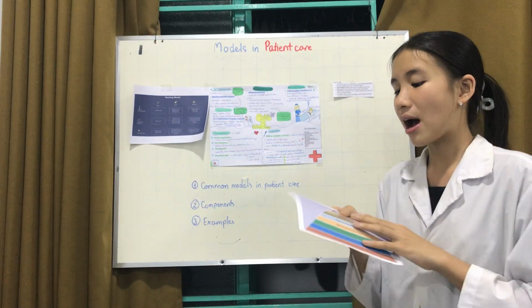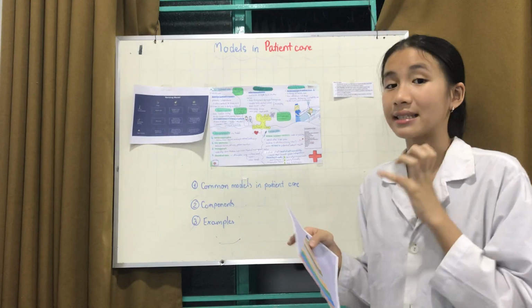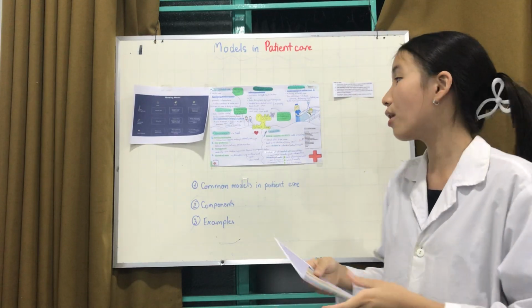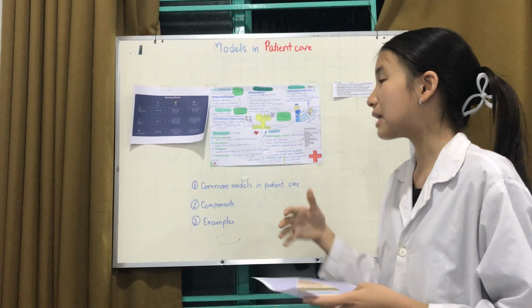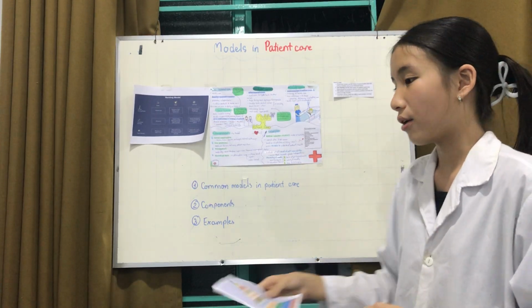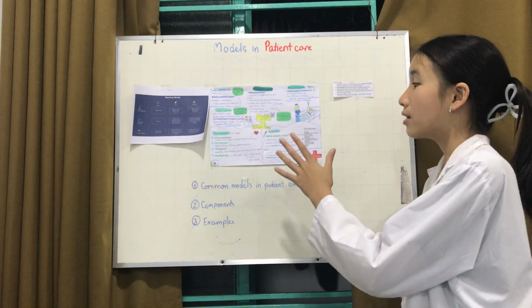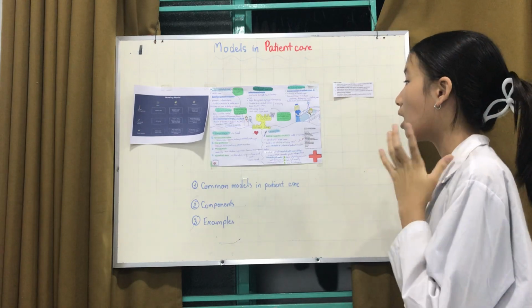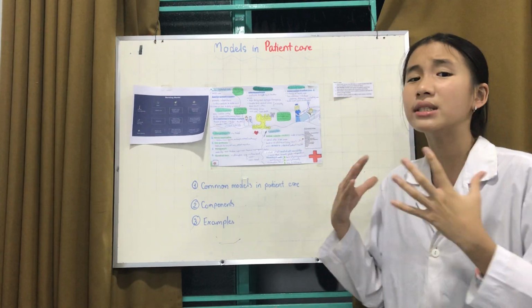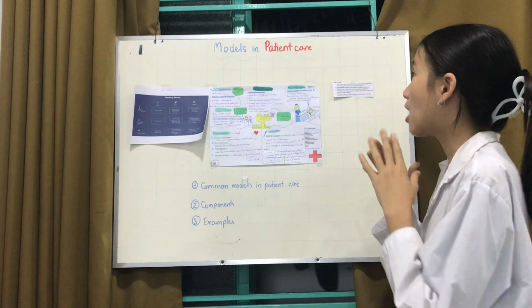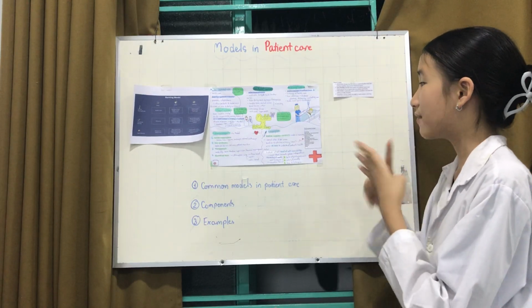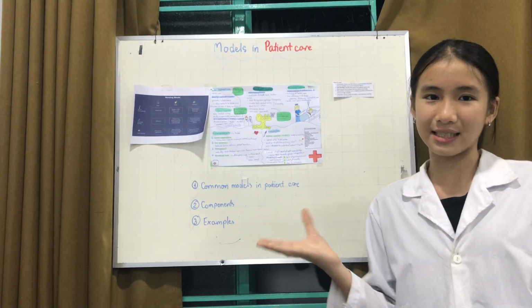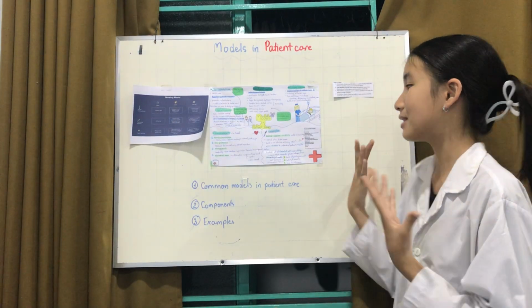Now, I will be talking about this in my second video as well. I will be elaborating more on how it works, how it is used, etc. So that is for the third part, which is the Roper, Logan, and Tierney model of nursing. Now, how is it used? Well, there are four main parts: assessment, care planning, intervention, and evaluation. And I'll talk about that in my second video as well, but that's basically how it is used.